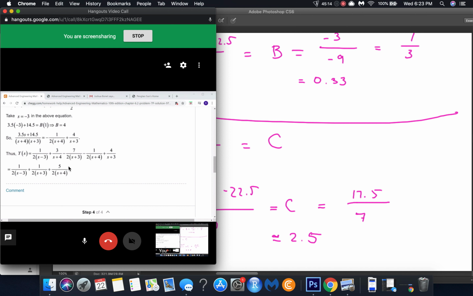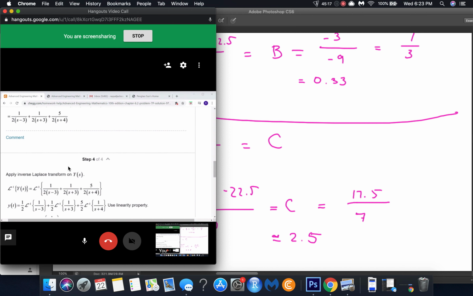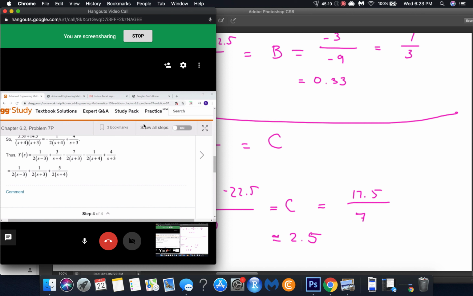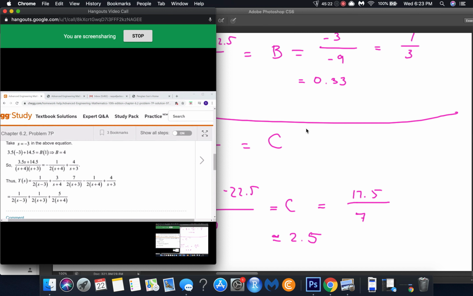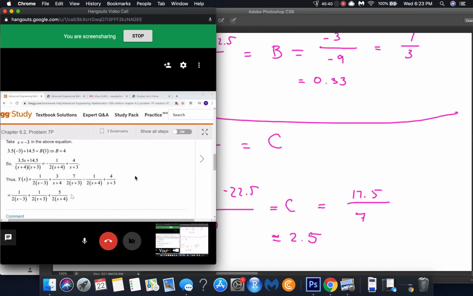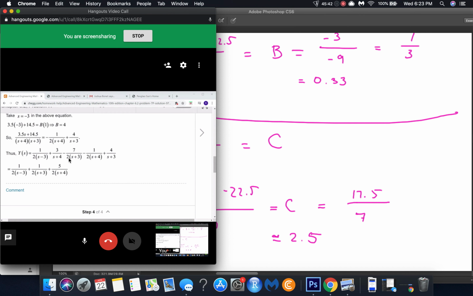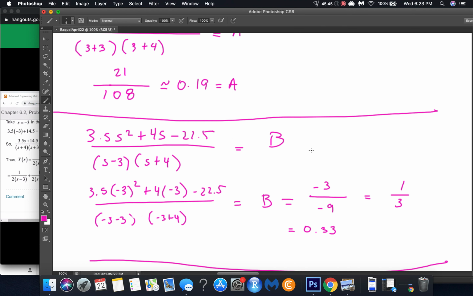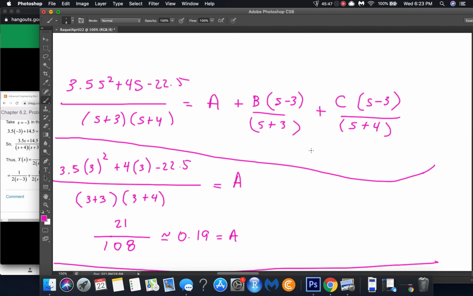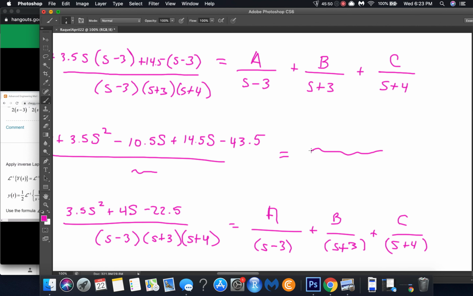Why do they have more than one A and more than one B? Because they did it separately. That's what I was telling you. They did the partial fraction of 3.5s plus 14.5, and then they did the partial fraction of just 21 over the s minus 3. I don't like that method. But then this 1/2, 1/2, and 5/2 is what we should have gotten. So we probably did some simple math wrong somewhere.